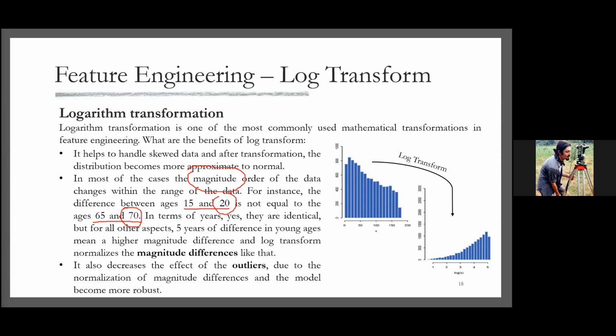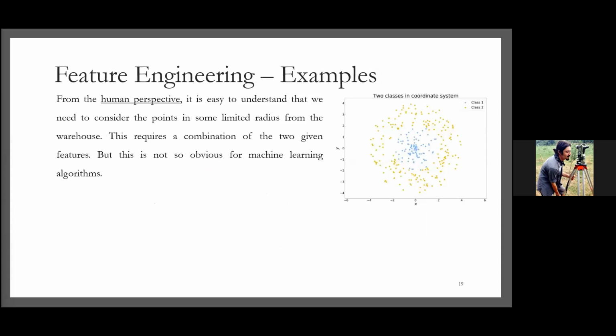So they're identical, but the 5-year difference at different ages affects our data set differently. A 5-year difference in young ages means a higher magnitude difference. So the log transform normalizes the magnitude difference like that. Also, it's good for decreasing the effect of outliers due to the normalization of magnitude difference, and the model may become more robust after you use the logarithm transformation.